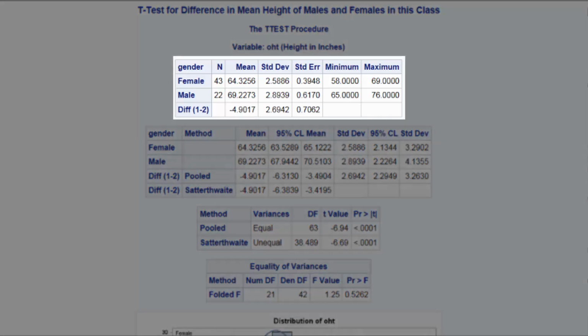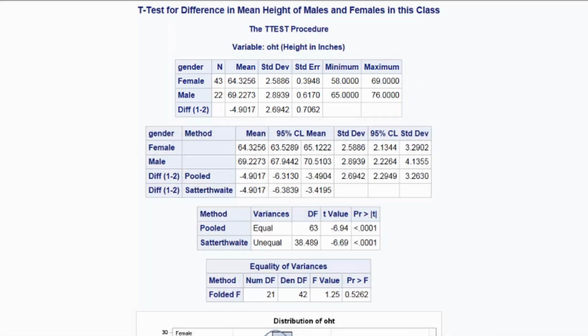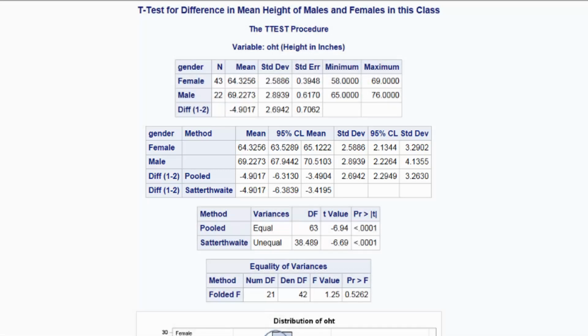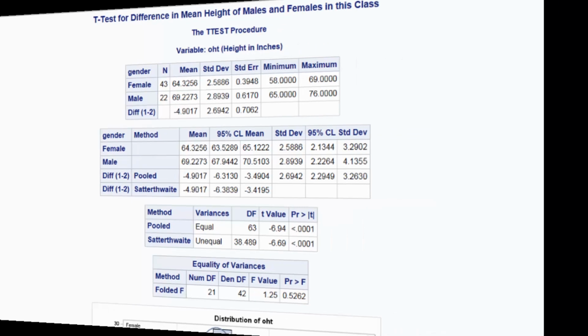The top table is almost identical to the results generated by proc means, except that there's now a 4th row that gives you the estimated difference between the mean height of males and the mean height of females, and the standard deviation and standard error of that estimate. The second table is basically the same information, except the 95% confidence interval for the means and standard deviations are given. The third and fourth table is what we're really interested in for this next discussion.